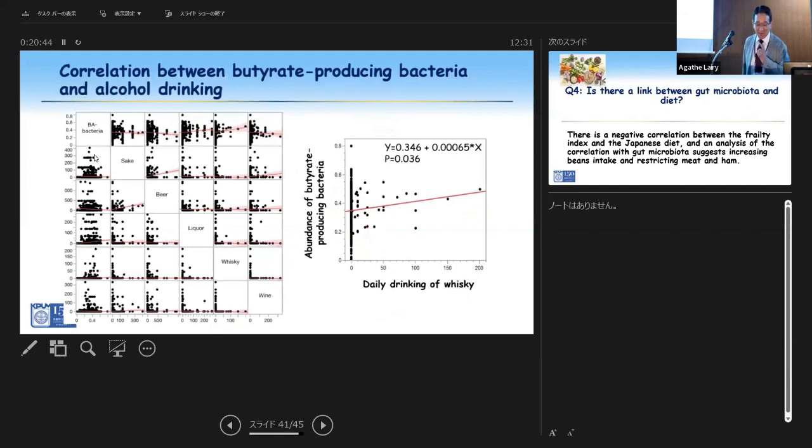However, one very interesting piece of data: whiskey drinking positively correlates with butyrate-producing bacteria. I don't know the mechanism. I don't know.